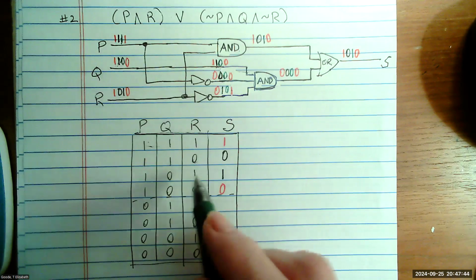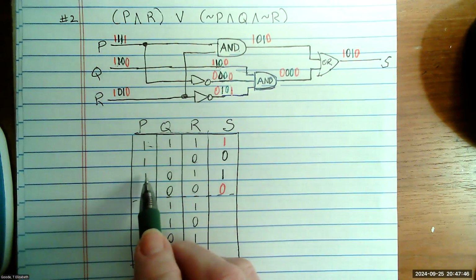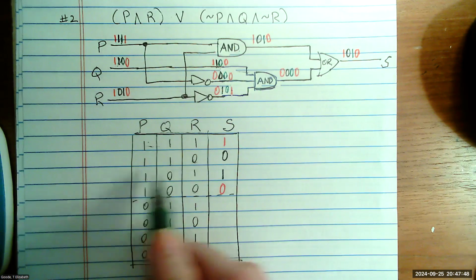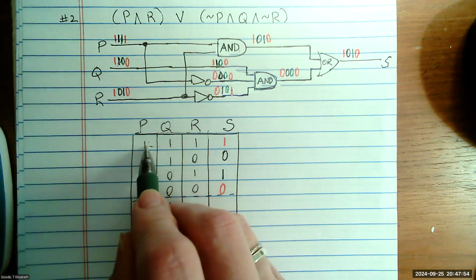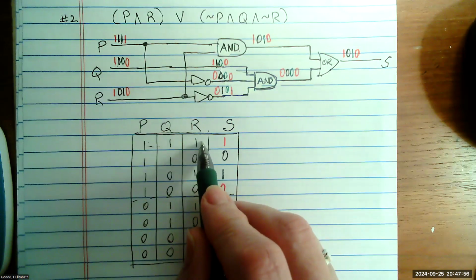And a lot of students just went directly to that. You see, row 3, P is hot and R is hot, and we get a hot output. Okay. In row 1, P is hot and R is hot.